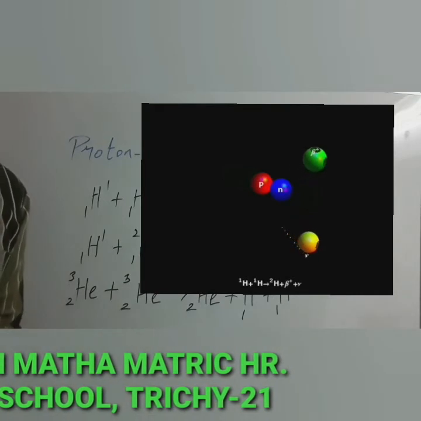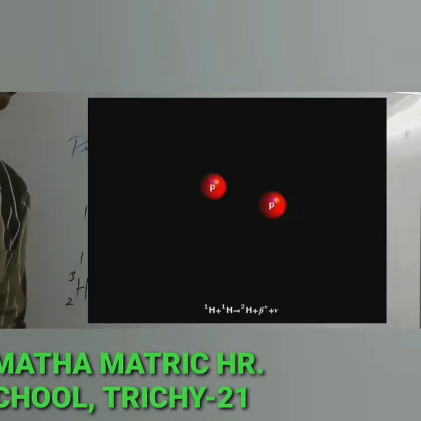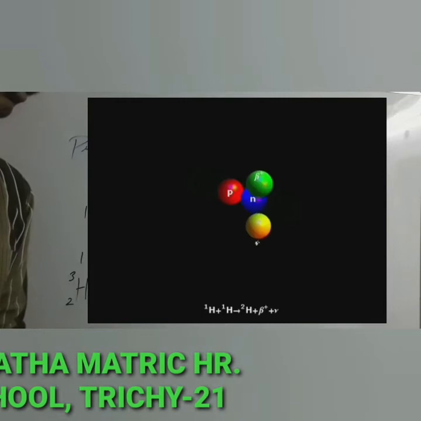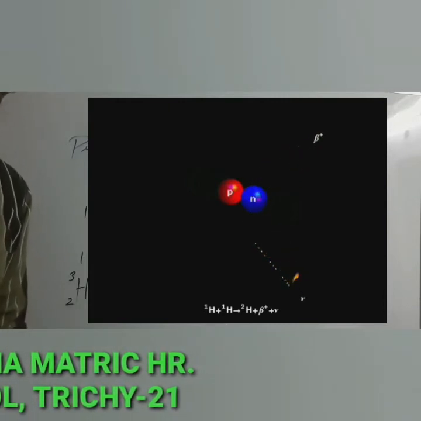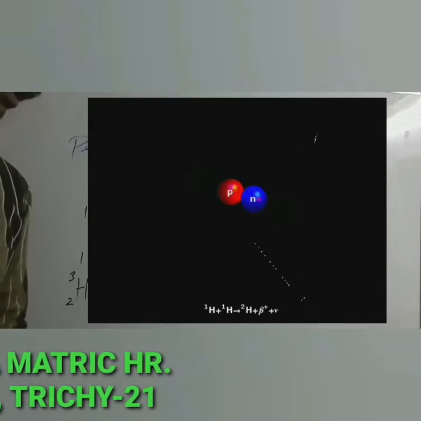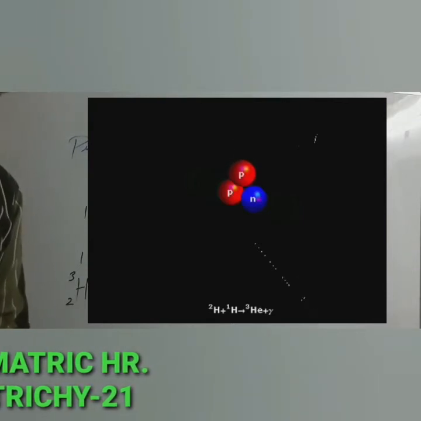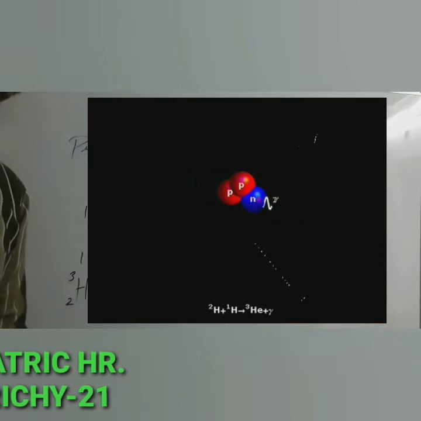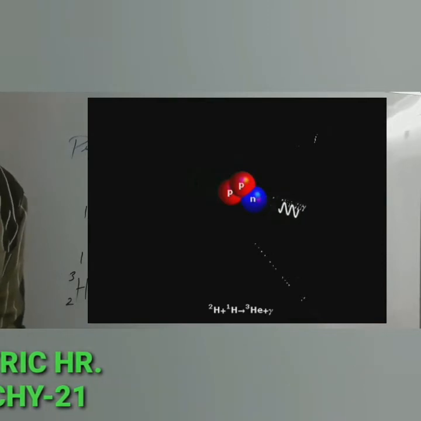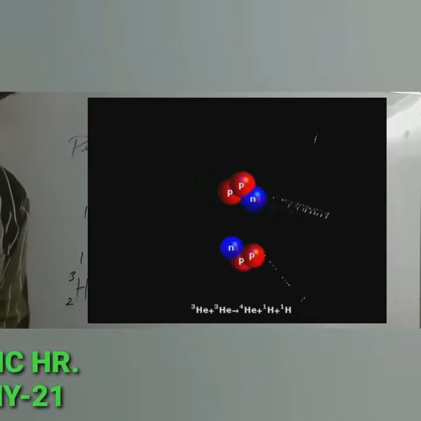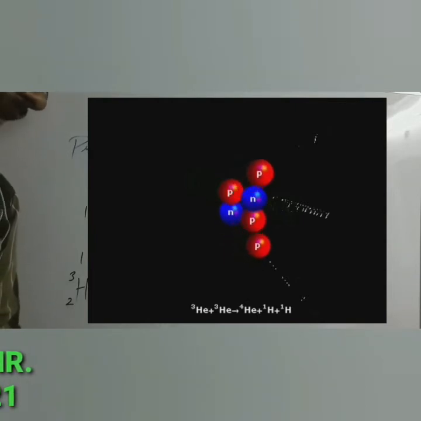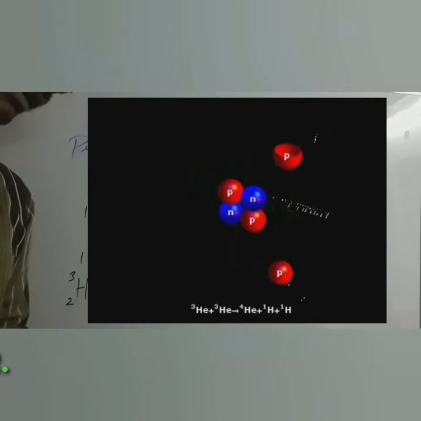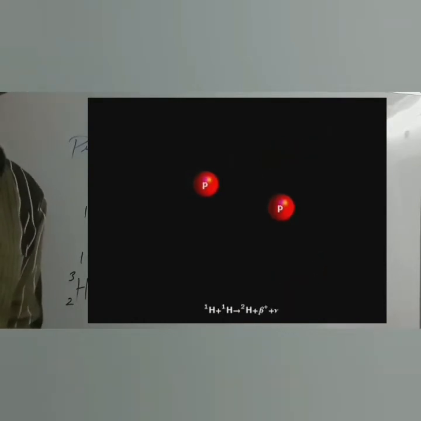First, 2 protons combine and form deuterium, a positron and a neutrino. Deuterium combines with another proton and forms an isotope of helium and emits gamma radiation. The 2 isotopes of helium combine and form helium and 2 protons.